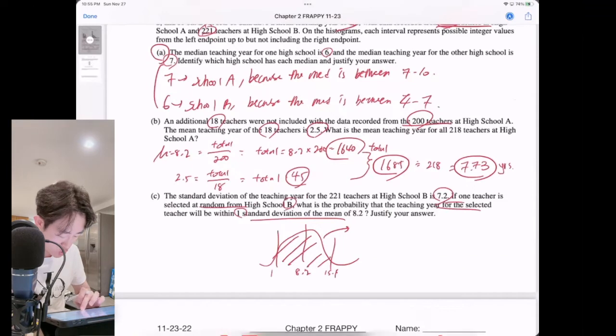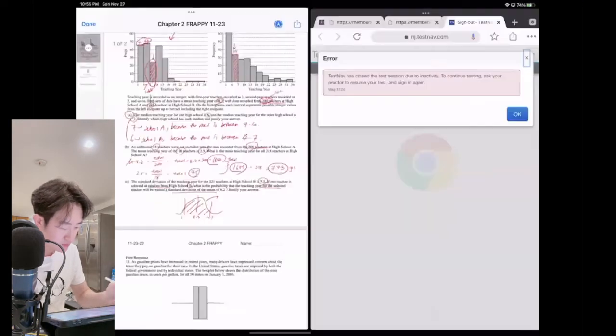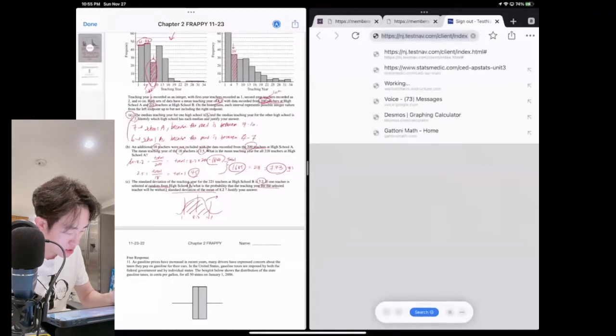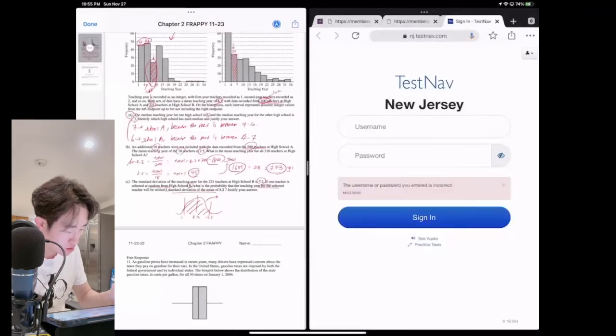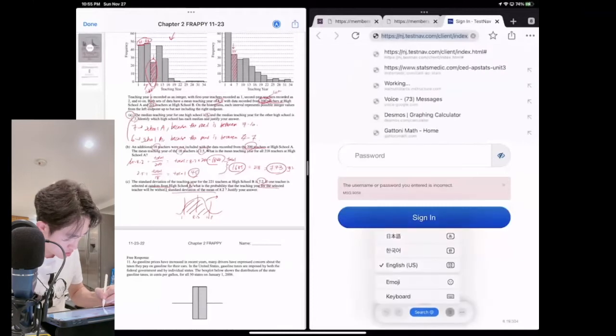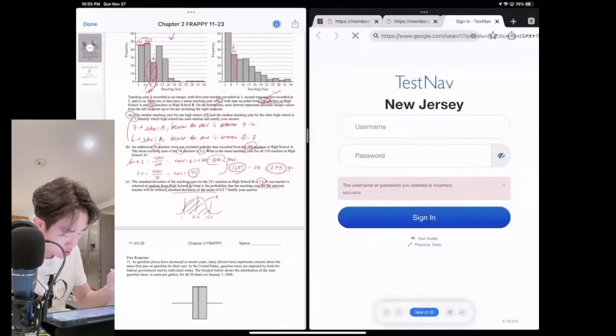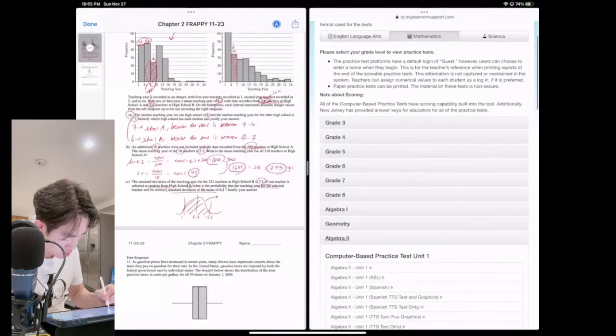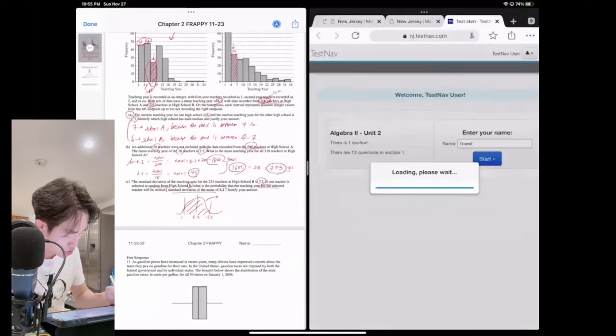So if I were to show you the exact steps, I'll just have to type in NJSLA test once again. Let me just go here, NJSLA practice test, math tests, algebra 2, unit 2.